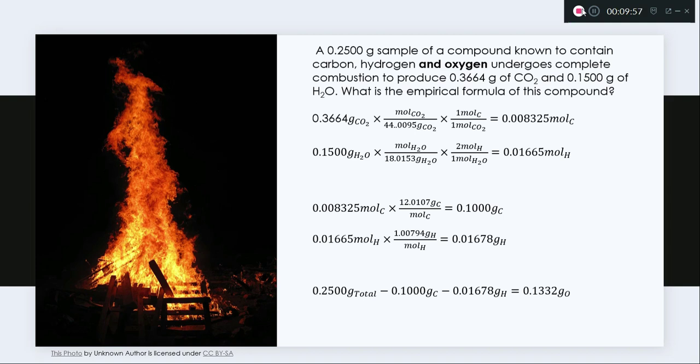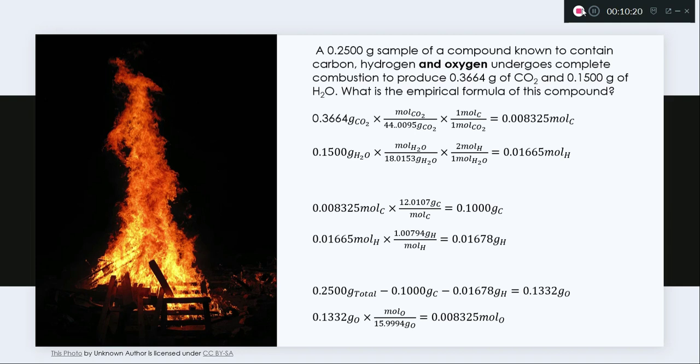Then finally, I'm going to find out what my number of grams of oxygen are by subtracting from that 0.25 grams I started with, subtract the 0.1 and subtract the 0.0168, and I find that I have 0.1332 grams of oxygen. And I need to change that to moles. So now what do I have? I have a number of moles of carbon, a number of moles of hydrogen, and a number of moles of oxygen. So I have those three values.